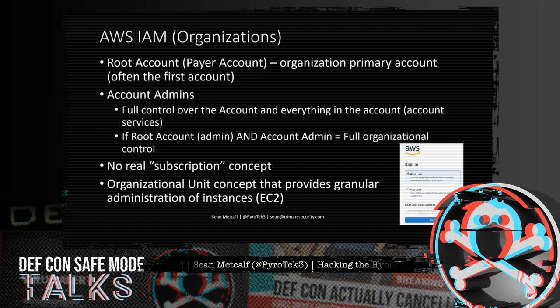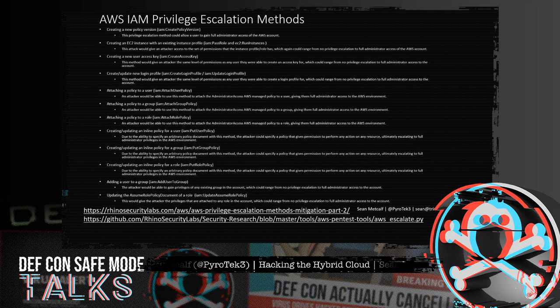It's important to note here that any overscoped roles provide escalation capability. And Rhino Security Labs has an extensive article covering 21 AWS IAM privilege escalation methods, which allow an attacker to escalate from a compromised low privilege account to full admin privileges. So I've listed a bunch of them here. I apologize for the small text. But really what you want to do is read the blog article that they wrote, which is linked at the bottom and in the slides.